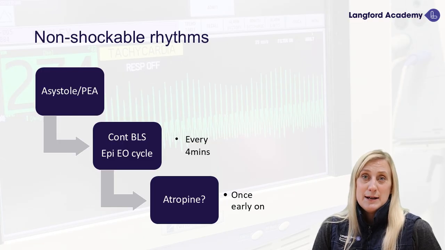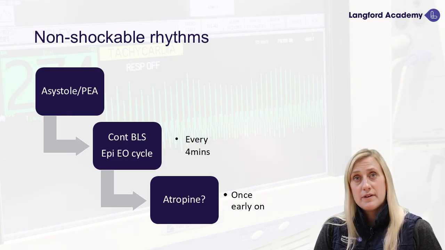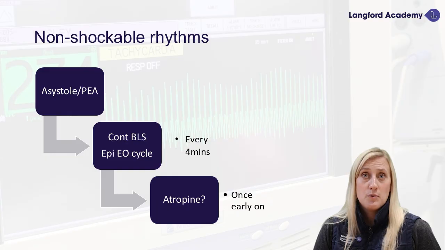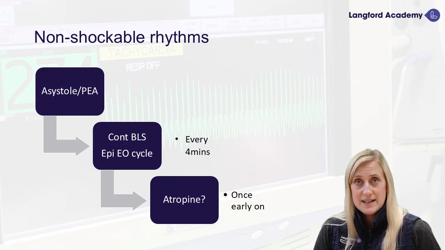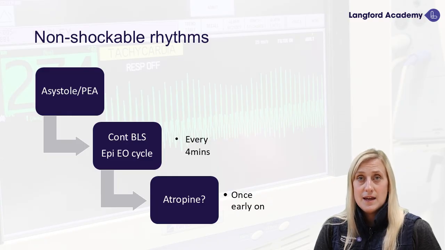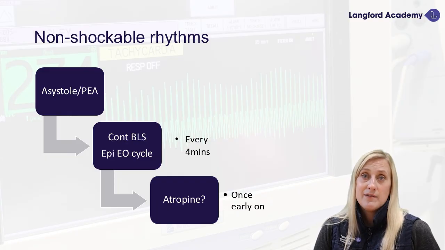So it's just a nice little table here, which I think makes it a bit clearer. For our non-shockable rhythms, that's asystole or pulseless electrical activity, we're going to continue our basic life support, so our chest compressions and ventilation. We're still going to give things like epinephrine every other 2-minute cycle, so let's say every 4 minutes, and maybe think about giving atropine, that's giving it once, and that is going to be earlier on.